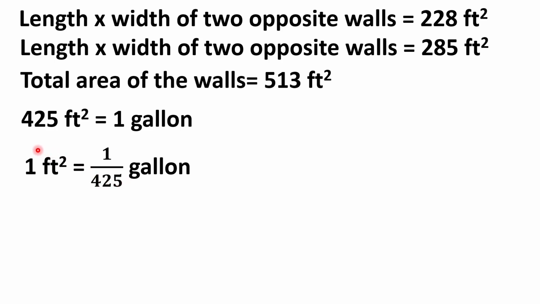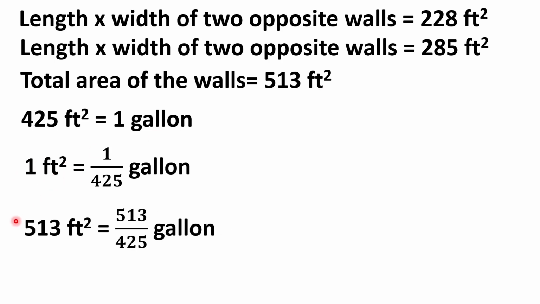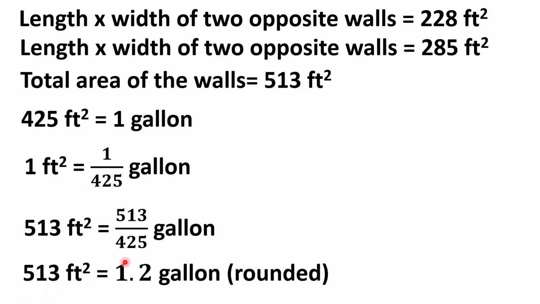It means that we will divide by 425 on both sides of the equation. And now we will multiply both sides by this 513 square feet. So the equation will become 513 square feet equal to 513 multiplied by this and divided by this 425. So this will give us 1.2 gallons. That is, 513 square feet will be covered by 1.2 gallons. That is a rounded value, meaning there are some other decimal places, but if you round it, it is 1.2 gallons.